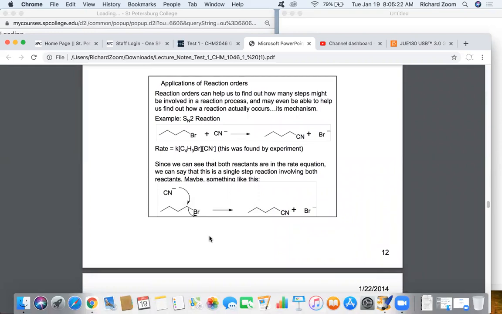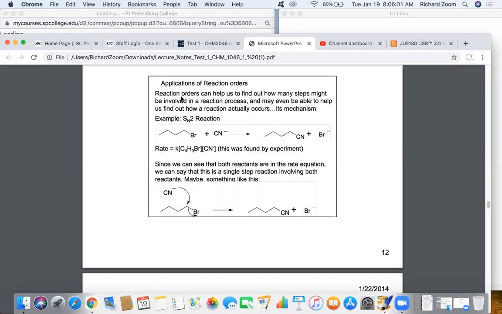So let's look at applications of reaction orders. So we've been talking about rate equations. Now I'm going to show you how rate equations can be applied to actually figuring out what's going on during a chemical reaction. Now I want you to be, when I go through this, it's going to seem difficult at first, but I think once you see where I'm going with it, you'll be able to understand a little bit better. It'll give you a little bit of context as to why rate equations are important to us and how we can use them to figure out what's going on in a reaction process.